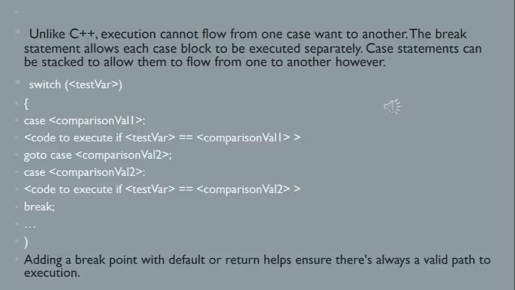Switch test variable, open curly bracket, case comparison value 1, code to execute if test variable matches comparison value 1. Go to case comparison value 2, case comparison value 2, code to execute if test variable matches comparison value 2. Break, ellipsis, close curly bracket. Adding a break with the default or return helps ensure there's always a valid path to execution.